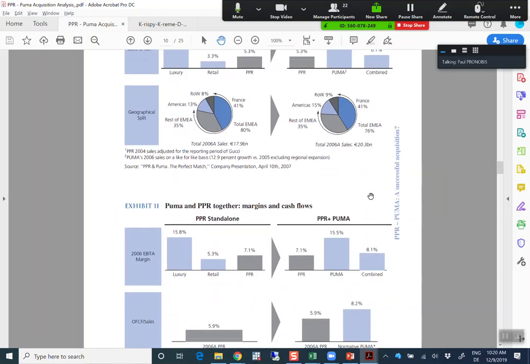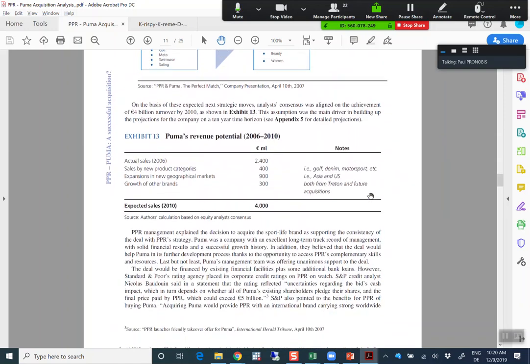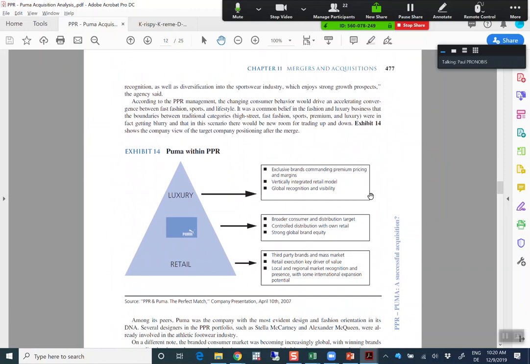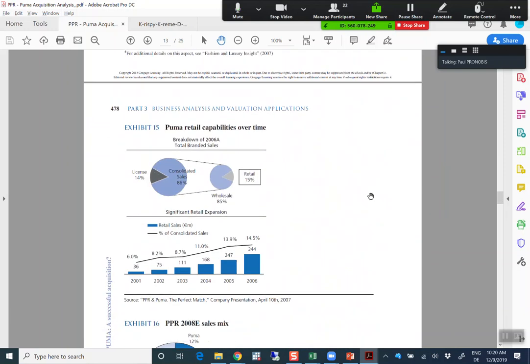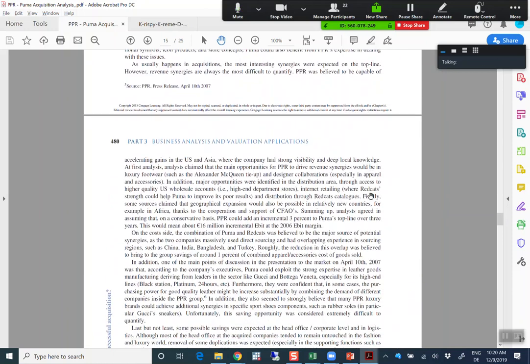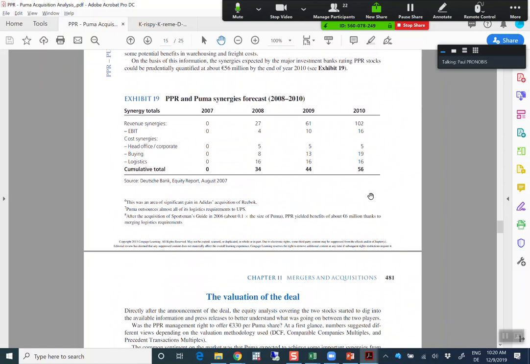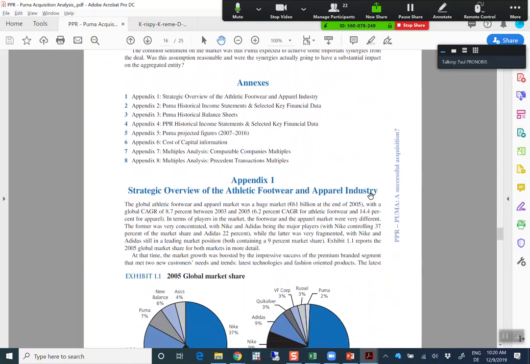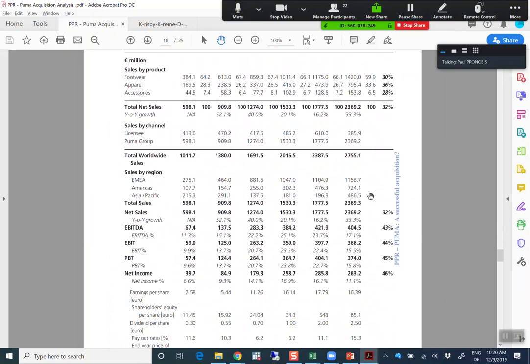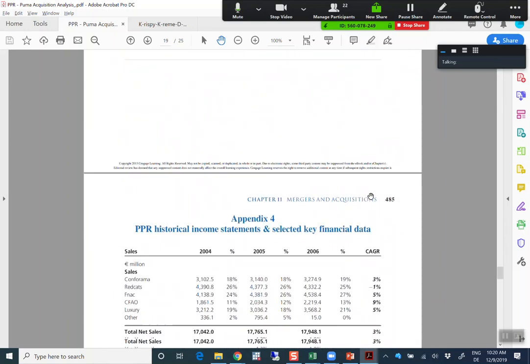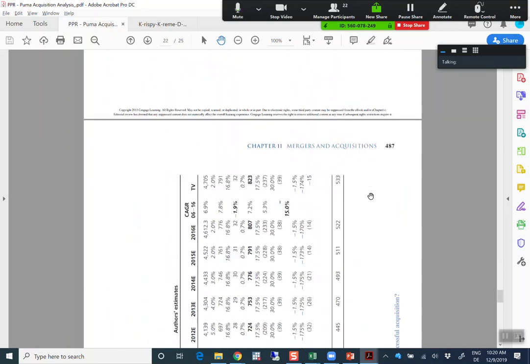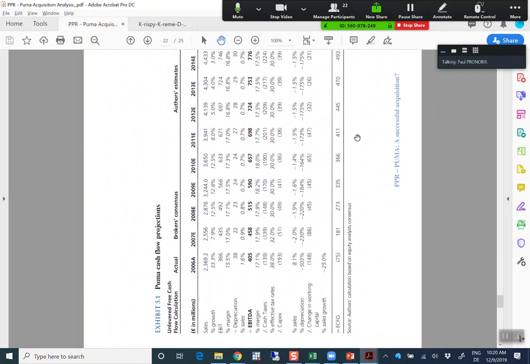Right, so just going through this merger report a little bit. Here there's a lot on the strategy, on the segments, distribution channels, less so on the valuation. There is a little bit on the valuation in terms of, I think, multiples. So just historical statements. Okay, there's a projection calculation as well.